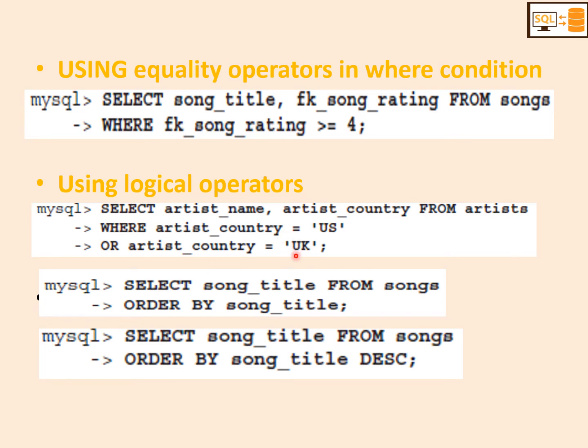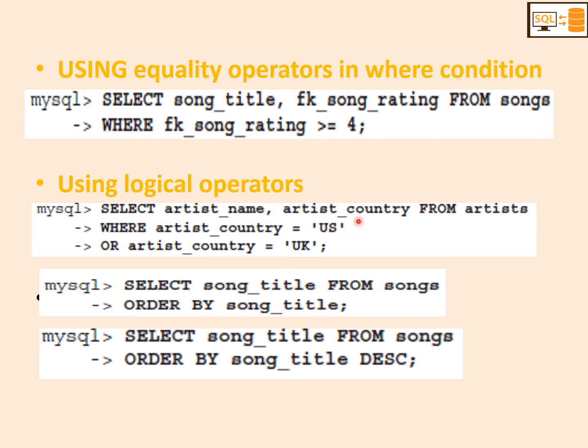So we can use these logical operators to connect one or more conditions. Here the expression is, we have to select the artist name and artist country from the artist table, where artist country has the data values US and UK. So this expression will extract the artist name and country from the artist table whose country is US or UK.